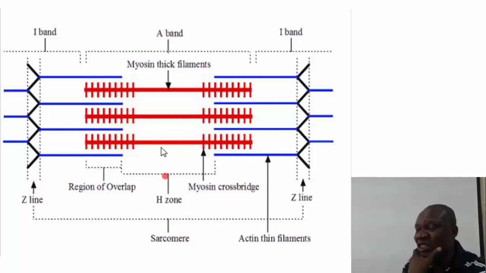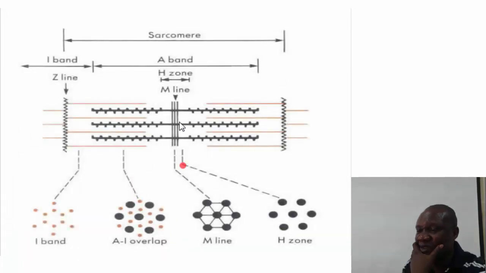Now, within the H zone, there is a darker portion here within the H zone called the M line. The M line holds the adjacent thick filaments together. So we have our A band, we have our H zone, and within the H zone, we have the M line.